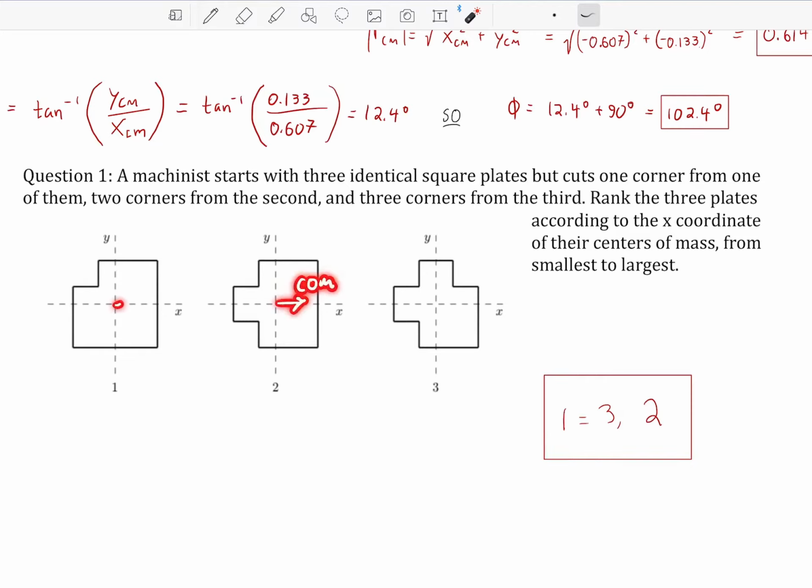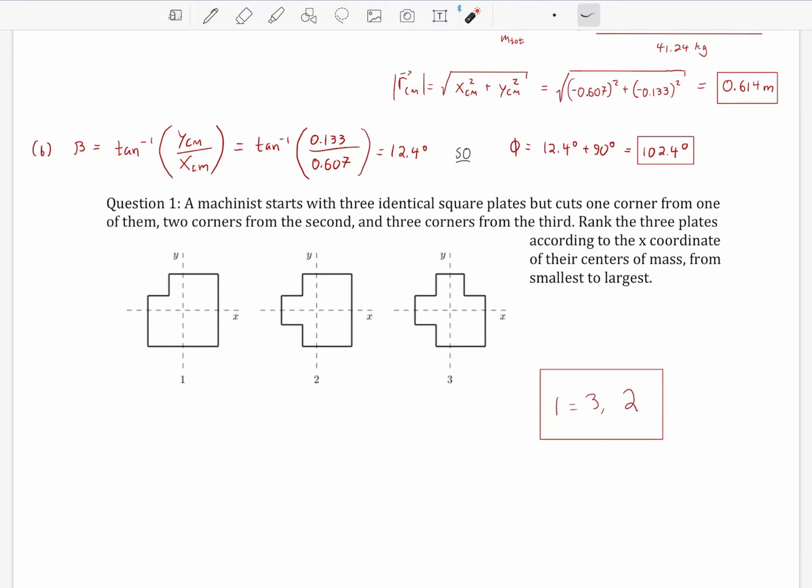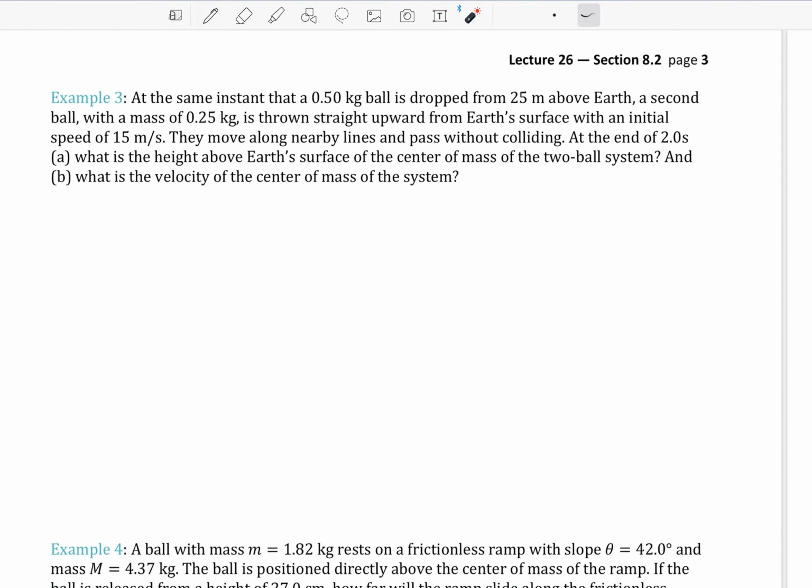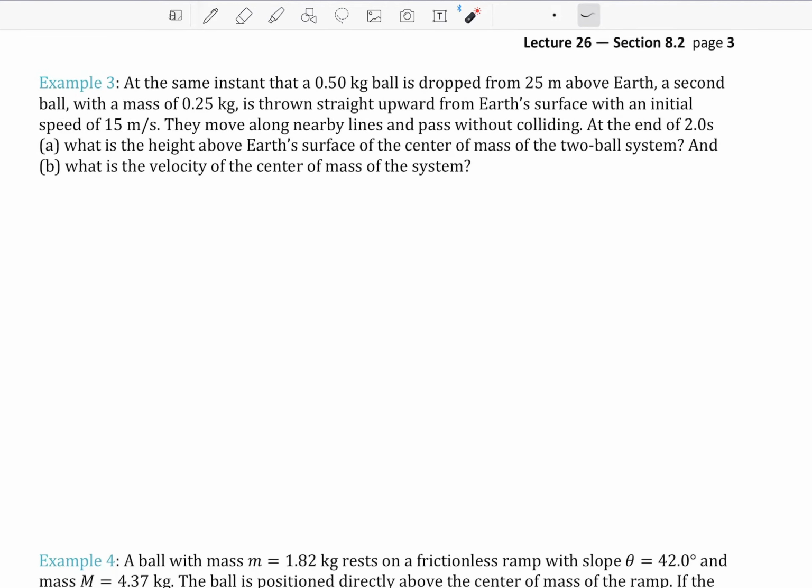This might be the center of mass, whereas the center of mass would be closer to the origin for the other two. All right, so there is our ranking from least to largest in terms of the x value of the center of mass. Okay, hopefully that makes sense. Now let's do two examples to wrap up this lecture involving the velocity of the center of mass.